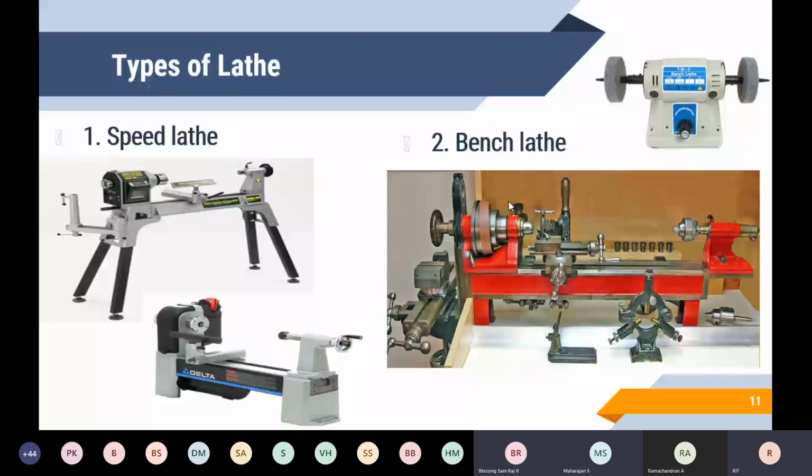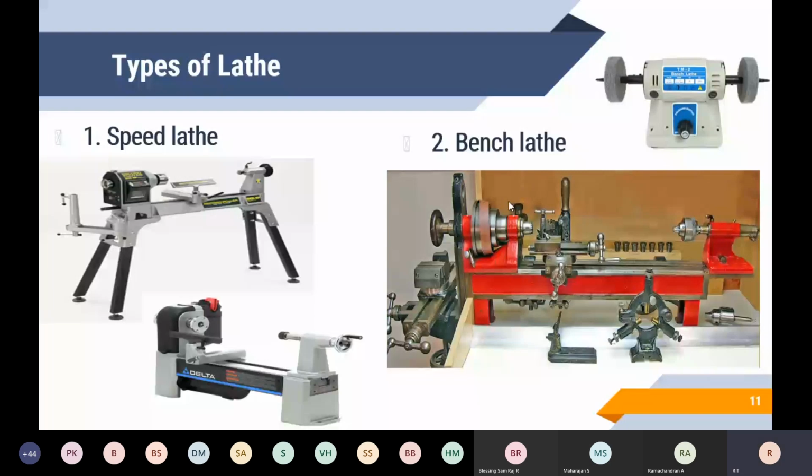Okay, sorry. Yes, it only has a headstock and tailstock, a very simple supported tool post, or by hand only. So it can be operated at speeds of around 1,200 to 3,600 RPM. It is used for light machine works like wood turning, metal spinning operations, metal polishing operations for high speed machining. This is a speed lathe.